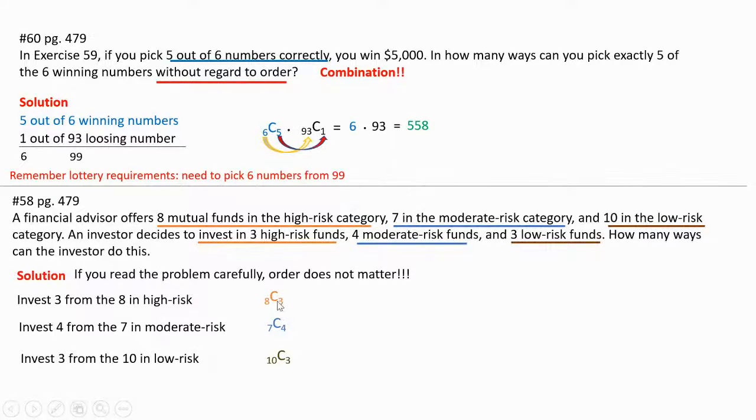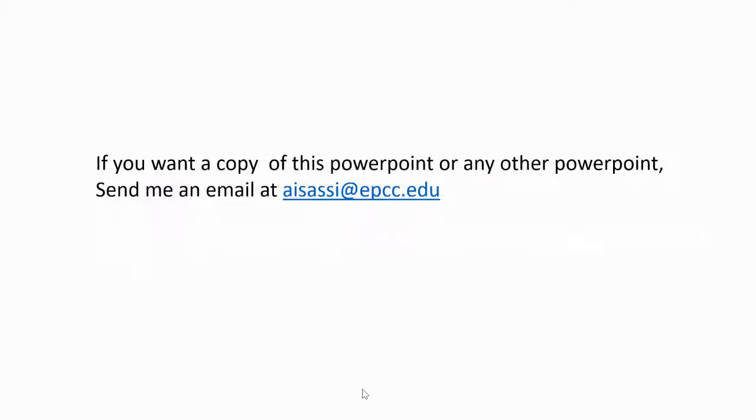So then you're going to get the answer for each one of these, and then you're going to multiply them out. So for example, 8 combination 3 is equal to 56. 7 combination 4 is equal to 35. And 10 combination 3 is equal to 120. We multiply them out. So that's my result. So the investor has 235,200 ways to select the funds. And I believe that's my PowerPoint.